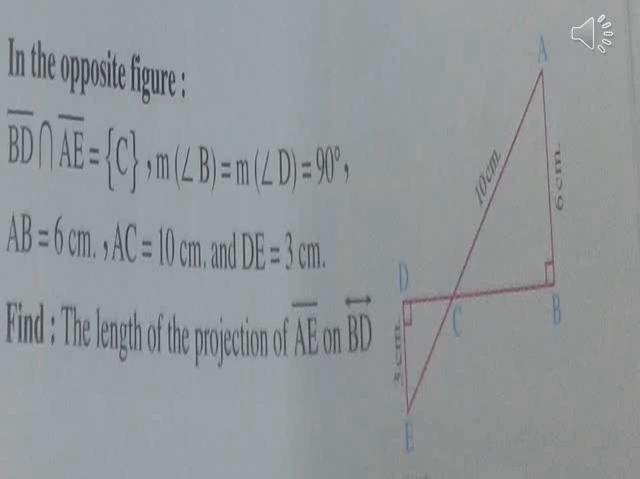In the opposite figure, line segment BD intersection line segment AE equals C. Measure of angle B equals measure of angle D equals 90 degrees. EB equals 6 cm, EC equals 10 cm, and DE equals 3 cm. Find the length of the projection of line segment AE on straight line BD.